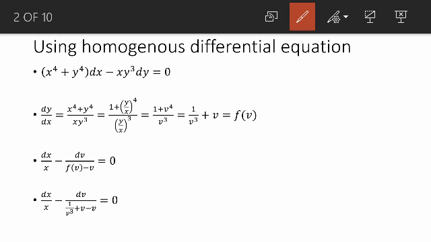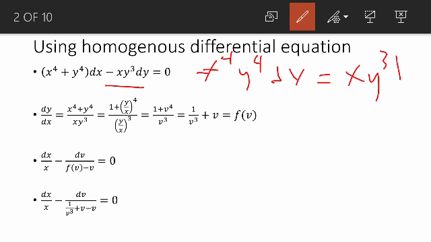So first of all, we make dy/dx the subject of the formula. Of course, it starts by moving this to the other side of the equation, and we will get (x^4 + y^4) dx is going to be equal to xy^3 dy. Okay, so if we make dy/dx the subject, we are going to get that dy/dx is (x^4 + y^4) all over xy^3. At this point now, we can divide through by x^4. Remember, in a homogeneous differential equation, you must represent everything in terms of y over x.